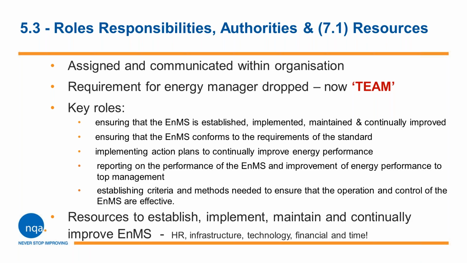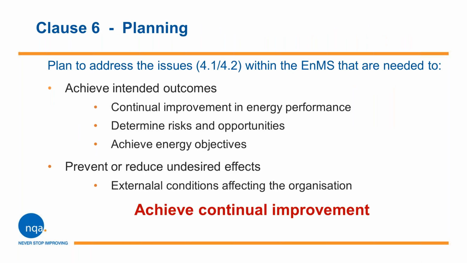Report on the performance of the system and energy improvements to top management, and establish criteria and methods to make sure that the operation and control of the system is effective. Now the resources, this is a bit pinched from clause 7, but I think also the team would be the ones who, having been given the resources, would then have responsibility to ensure that the resources that are there are used effectively. Those resources could be human resources, so people, infrastructure, might need bits of kit for measurement, technology, financial resources, and of course with everything else, above all, time.